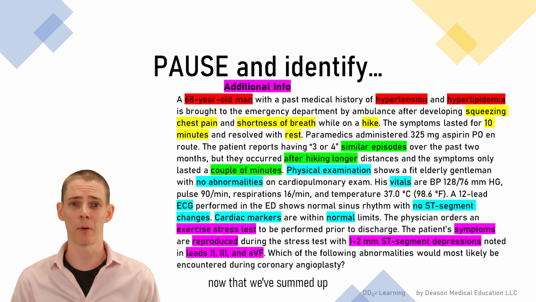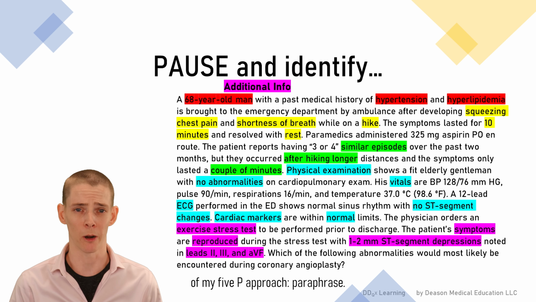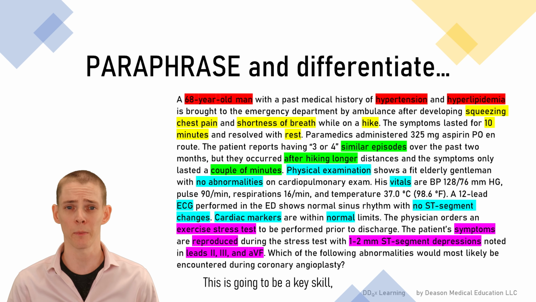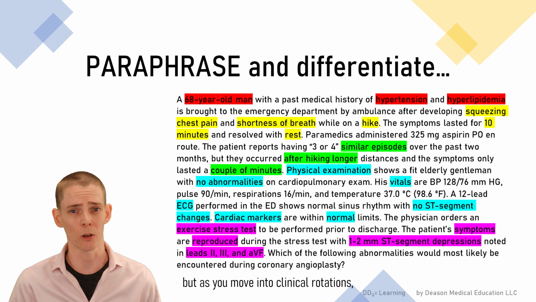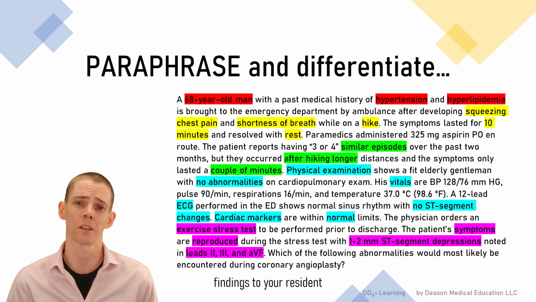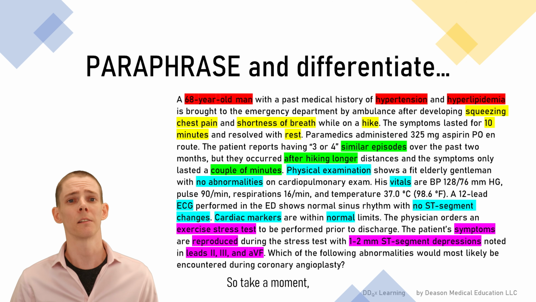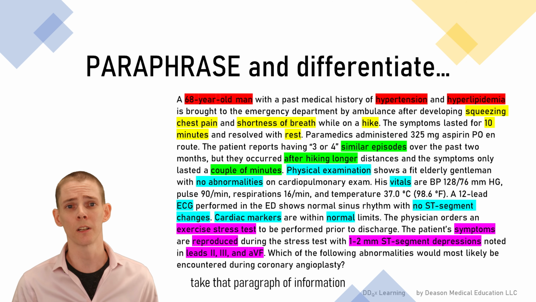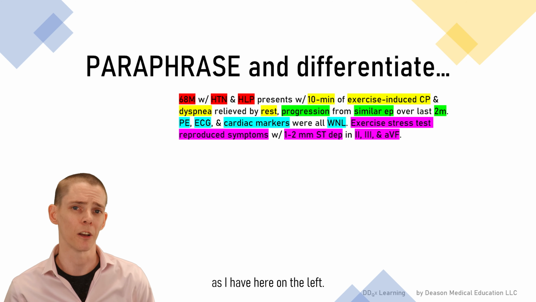Alright, now that we've summed up all that key information, I want you to move to the second P of my 5P approach: paraphrase. This is going to be a key skill not only as you move through your test preparation questions, but as you move into clinical rotations and you need to quickly report back the key findings to your resident or attending physician. So, take a moment, take that paragraph of information, and condense it down to just the key facts as I have here on the left.